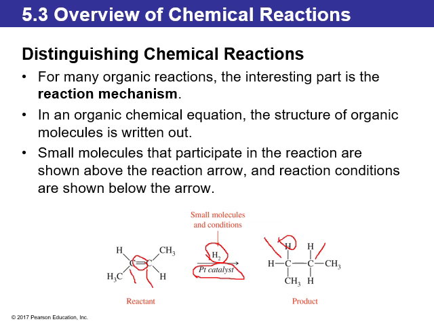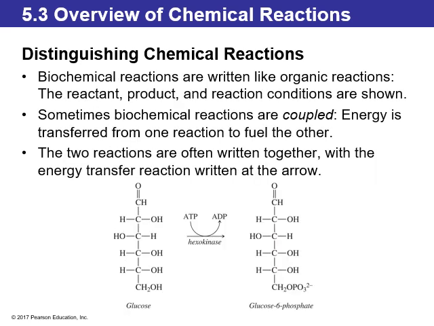This guy's got one hydrogen here, another here. This guy's got a hydrogen here and a hydrogen here. So we've added H2. This is an example of a hydrogenation reaction. In biochemical reactions, sometimes we'll see this curved arrow. And this curved arrow is really often used when we have an energy coupled reaction.